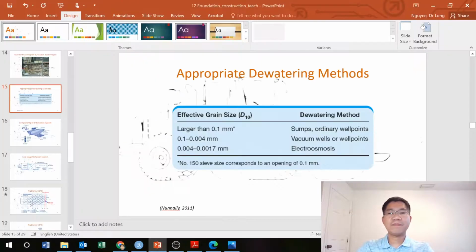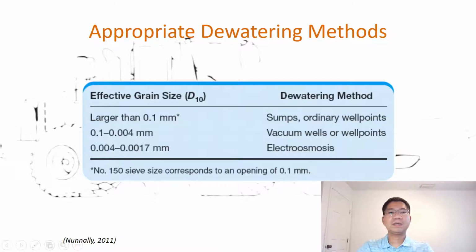In your book, we have a table to determine which method should be used for different types of soils. It is measured by the effective grain size that you learned in Geotech 1. Basically the D10, the size for which 10% of the soil is smaller than that size, and that we call the effective grain size.